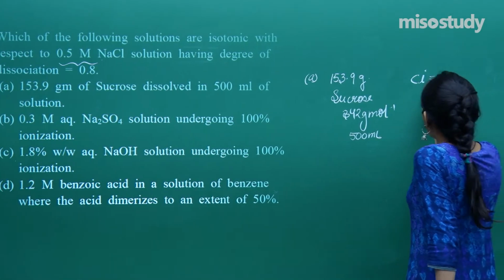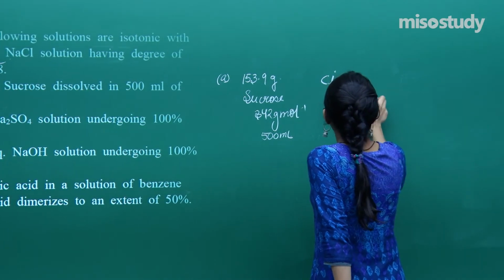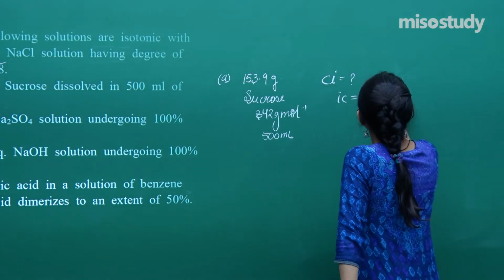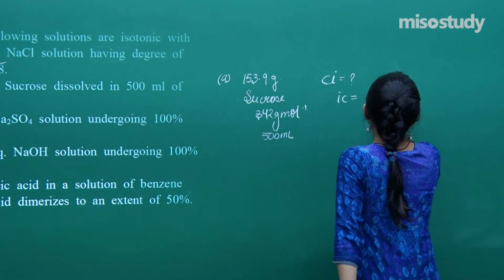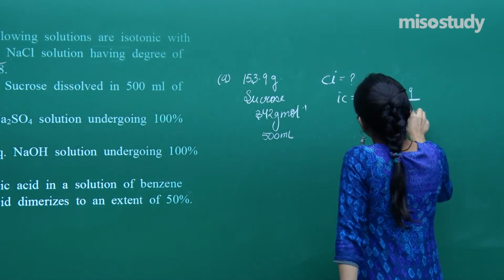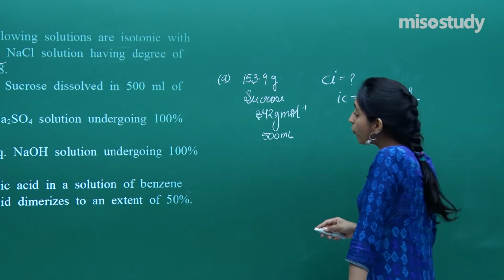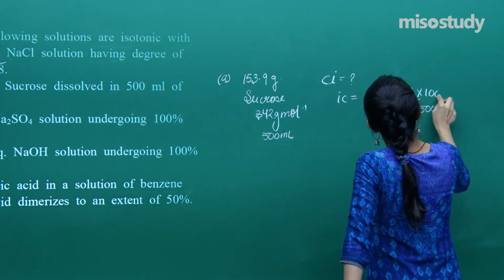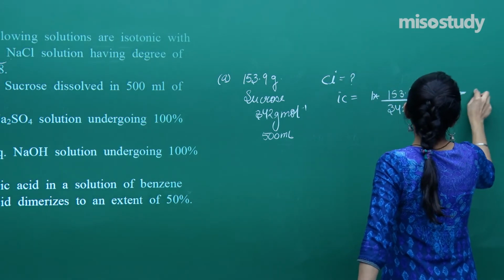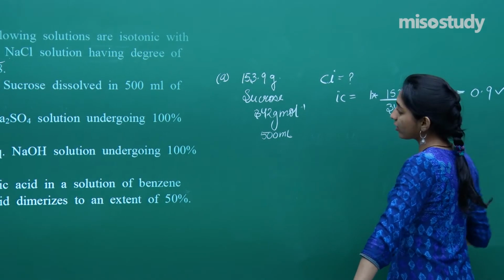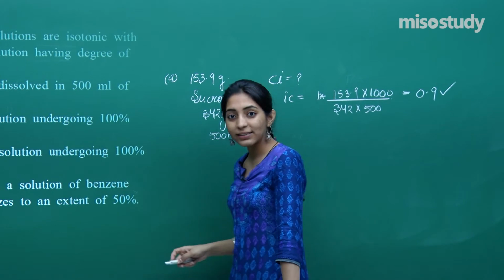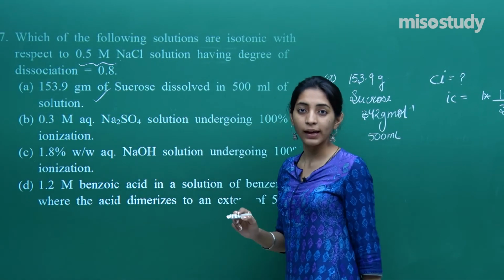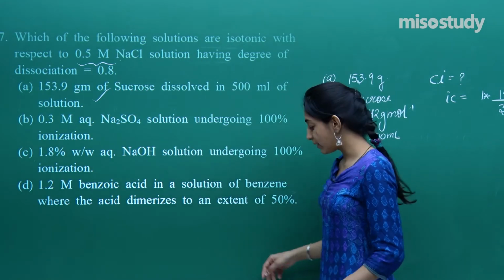Okay. Now i is 1 because it doesn't undergo dissociation. Concentration is 153.9 divided by 342, so these are the number of moles, by volume of solution in liter, 500 divided by 1000. And if you do the calculation, you will get the value 0.9. So yes, since iC value is 0.9, this will be isotonic. Clear? Moving on to the second part.